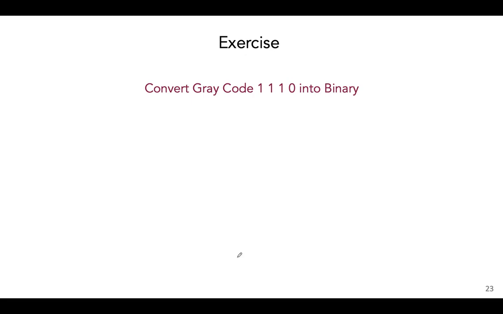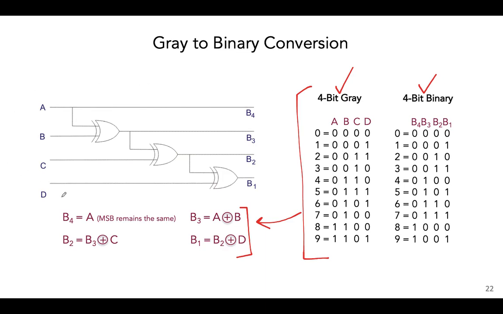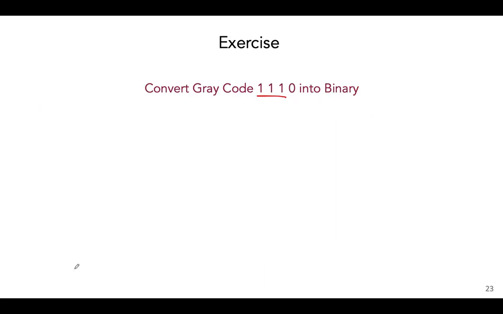Let's take a look at a quick example to see how to convert a given gray code into binary. Suppose this is the code we're given, 1110, and we're supposed to convert this into binary. Using these equations, let's see how to do this. This is the given gray code. The 4 bits A, B, C, D are 1110. Now we're going to start from this side. The first bit remains the same.